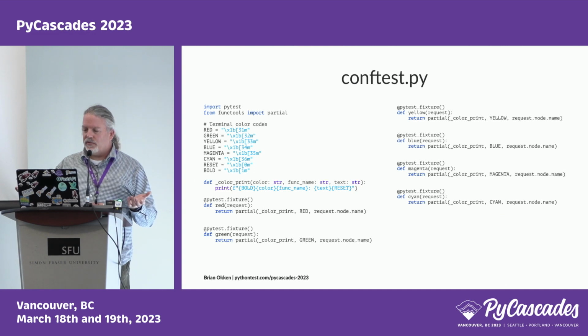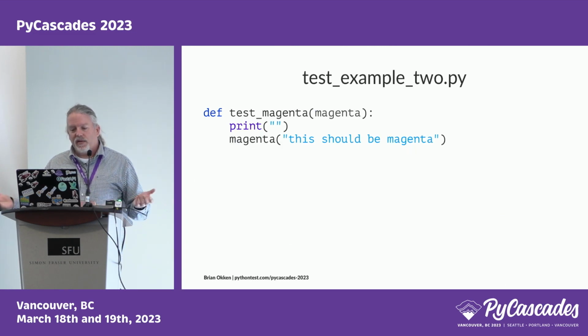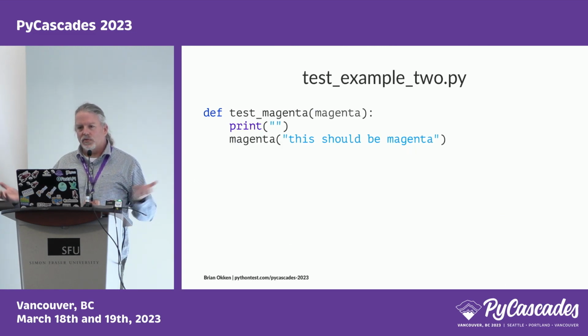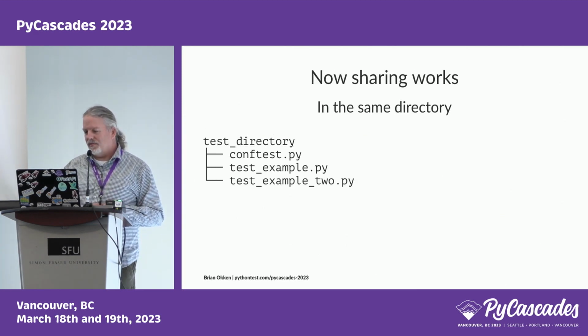So conftest, it's just everything without the test. It's got all my fixtures, the color print function, all the ASCII sequences are defined there. And now my test doesn't have to have all that junk in it. It can just be a test file. And then I can have more tests that use the fixtures also, so I can share those between tests. So great, we've shared fixtures between tests.